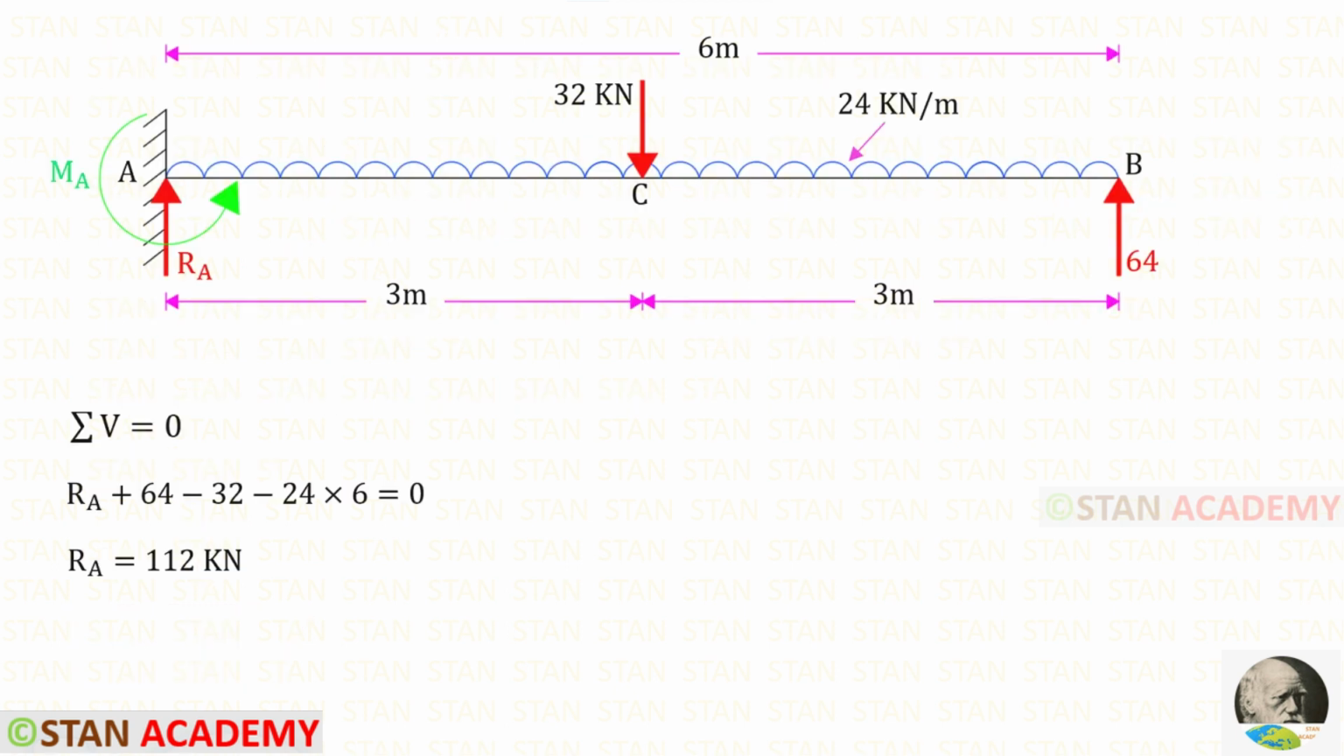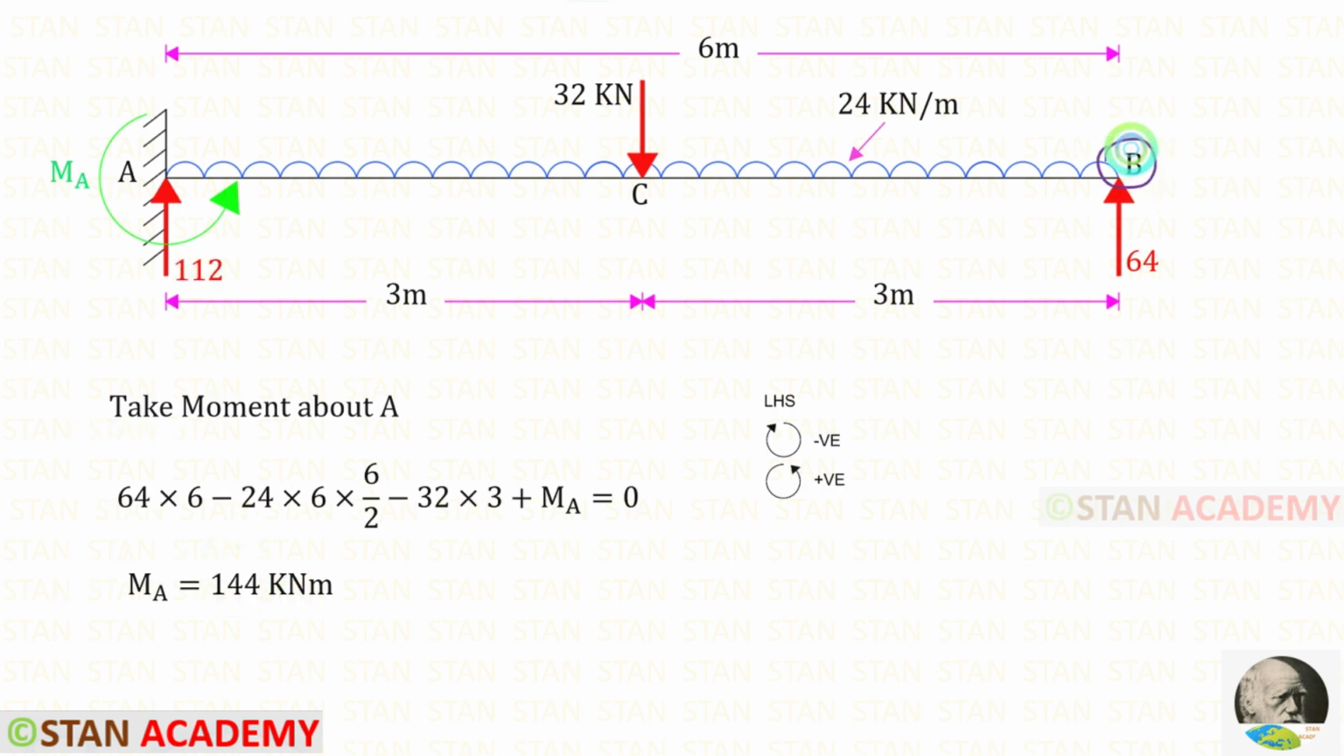Now let us apply the rule sigma V equals 0 and find RA. RA and RB are acting upwards, so both of them are positive. The point load and the UDL are acting downwards, so both of them are negative. With the uniformly distributed load, we have to multiply the distance 6. Finally, for RA, we will get 112 kilonewton.